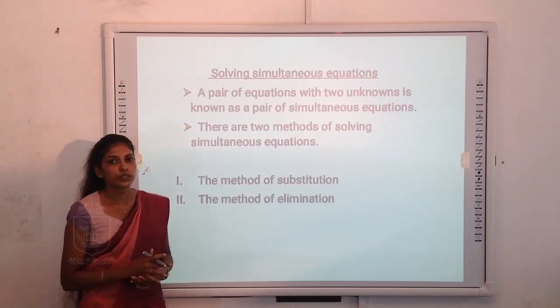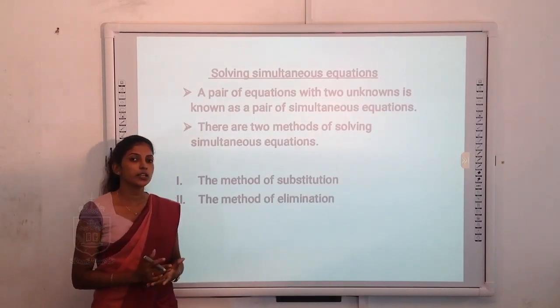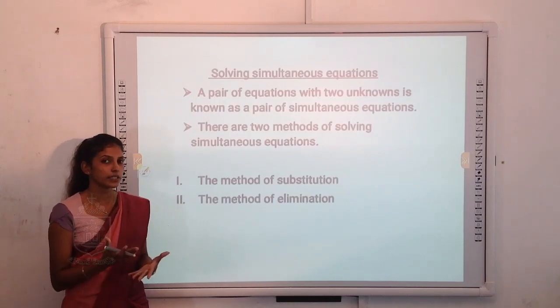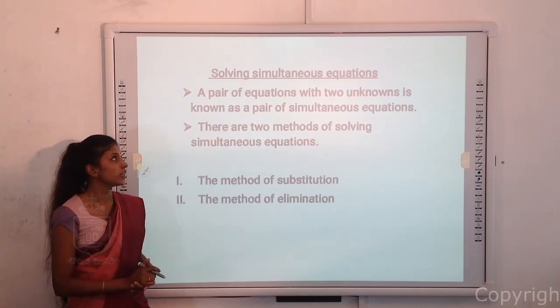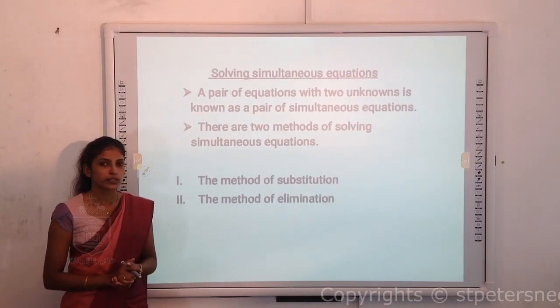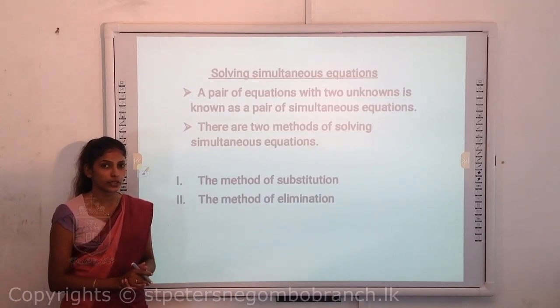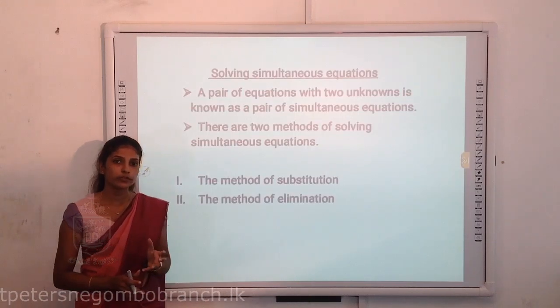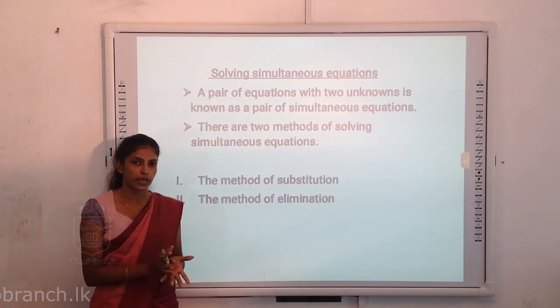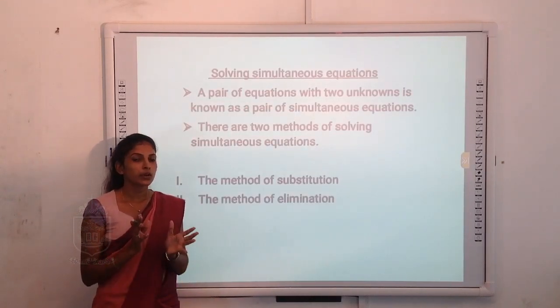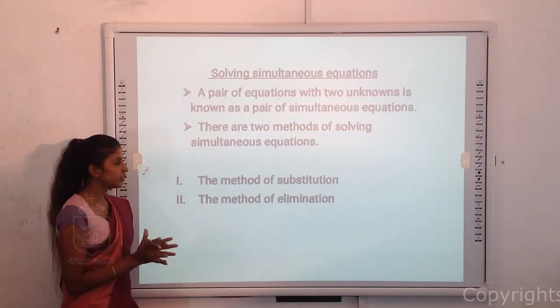Okay, so let's move to the last part of the lesson, that is solving simultaneous equations. That's somewhat new for you in this grade. So what are simultaneous equations? Now in simplifying previous examples, in simplifying equations, you had only one type of unknown term. If it is y, you had only y. So only one type of unknown term was there.